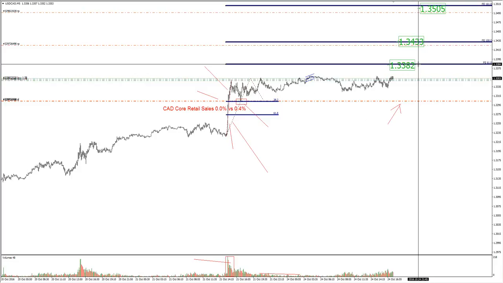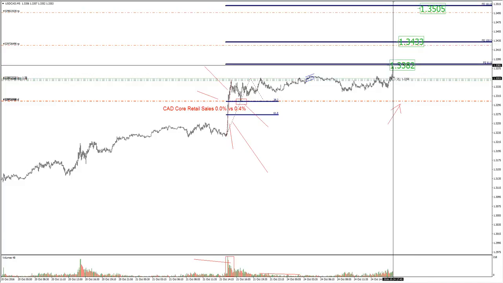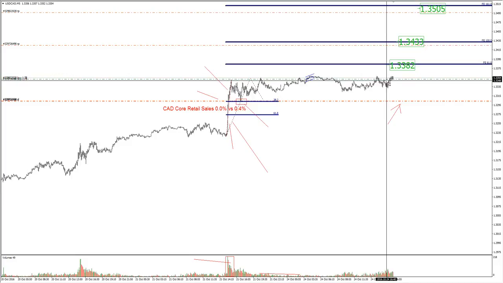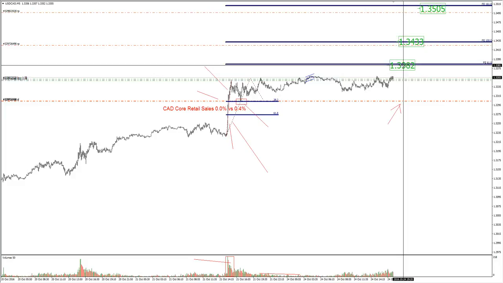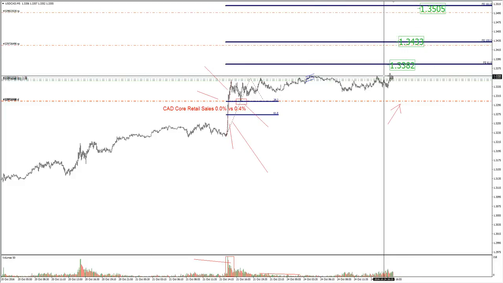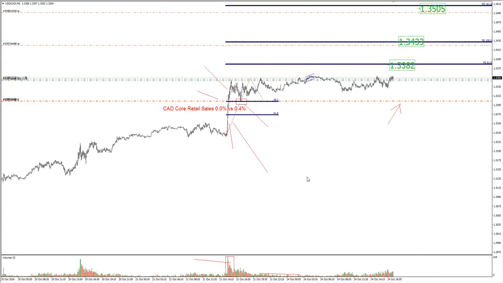This will also be an area to watch. It's the 61.8% fib of this move, about 30 pips upward. This may provide us some temporary resistance according to the ratios there, but we may expect a higher price. Okay, this will be all for this video.